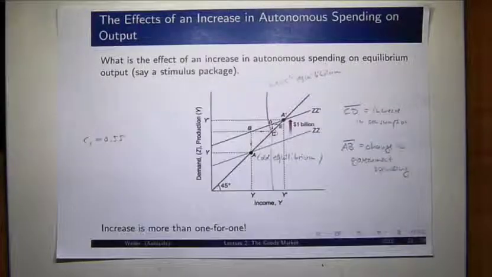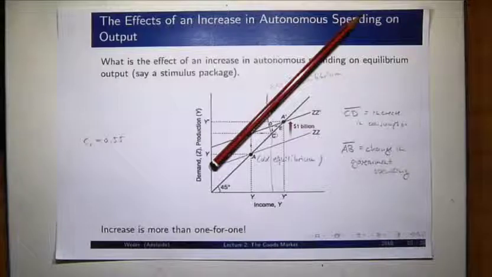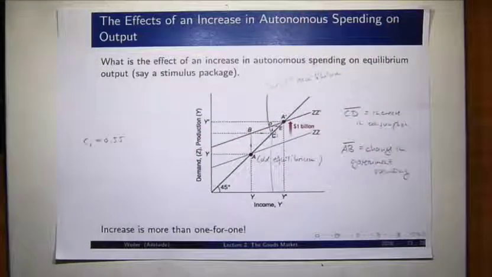And of course, if C1 would approach 1, then this increase would go to infinity, right? That's basically because the demand function has the same slope as the output function. That would be the case where this red line there has the slope 1, then there will never be an equilibrium, or the multiplier would be infinity. Right? So that's how far we can go there.